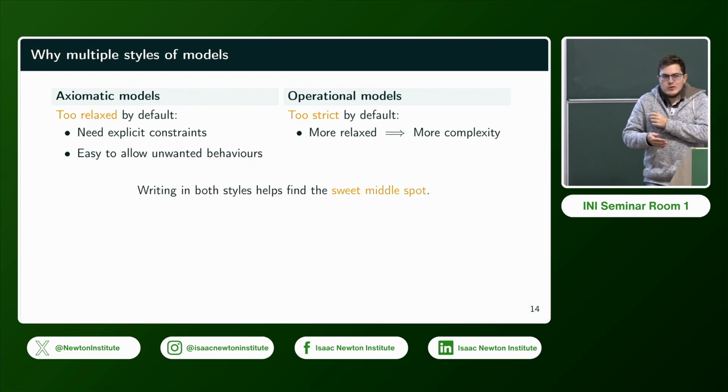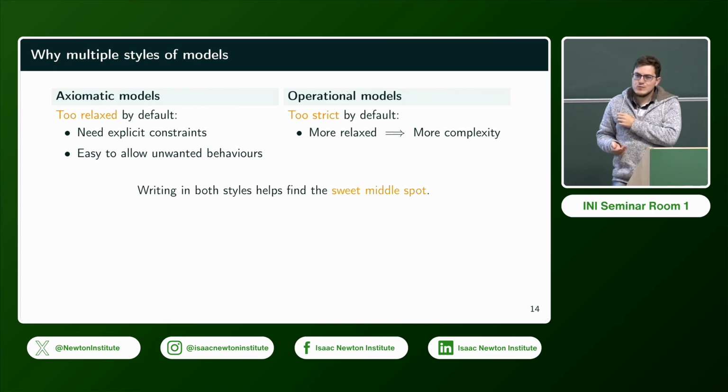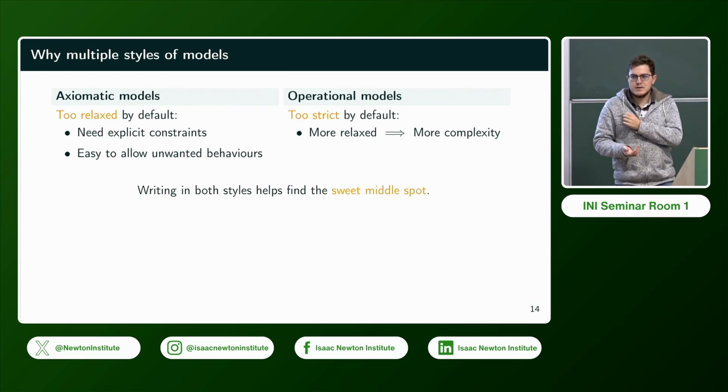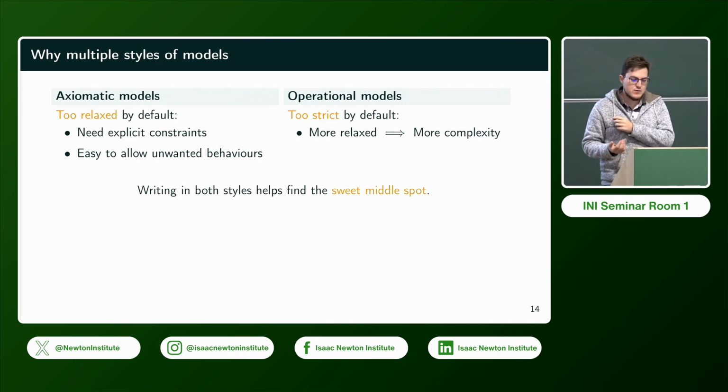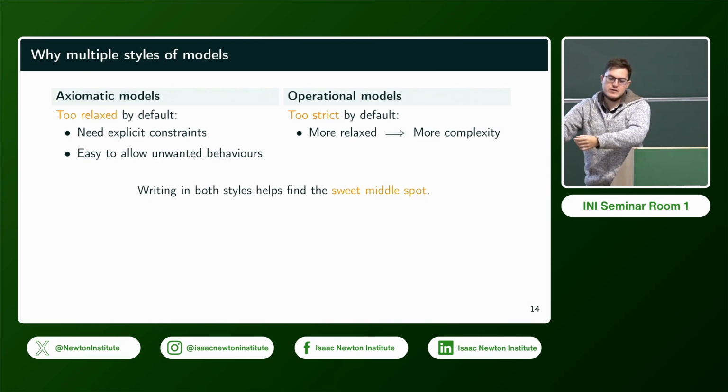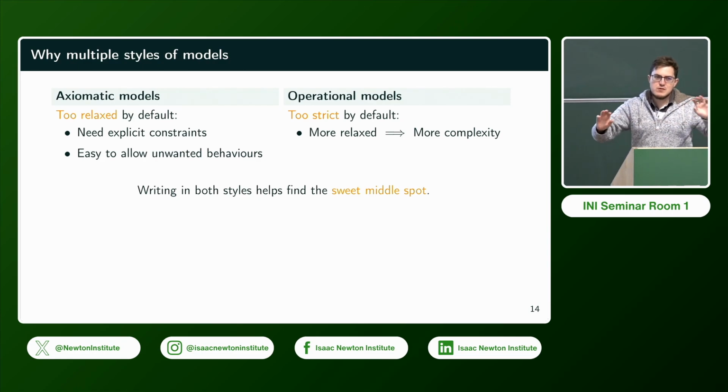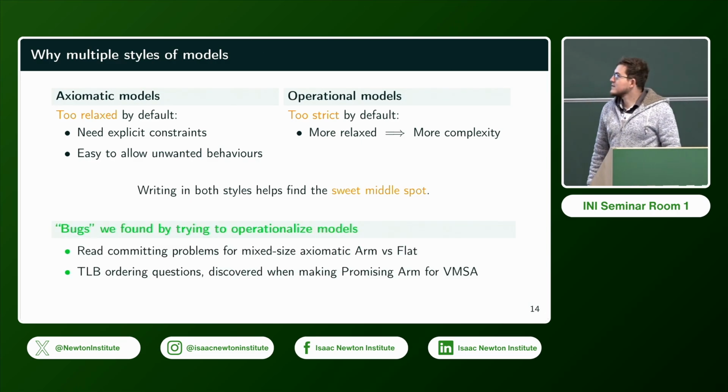And so using operational models is a good way to compensate that effect, because operational models tend to be too strict by default. You need to add new gadgets to your operational model to allow more relaxedness, to manually deorder things that you would naturally operationally order. And so if you manage to write a model on both sides and make them match up, then you have much more confidence you've hit a good sweet middle spot. And so here are some examples of bugs we found while I tried to do that.